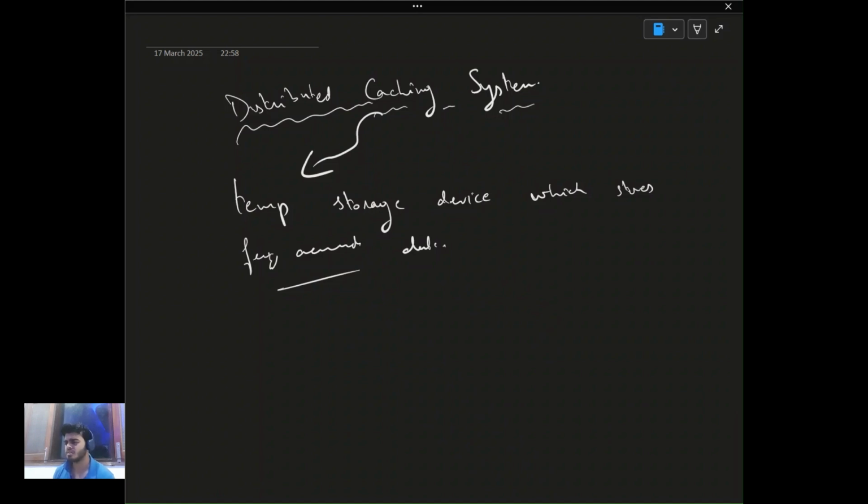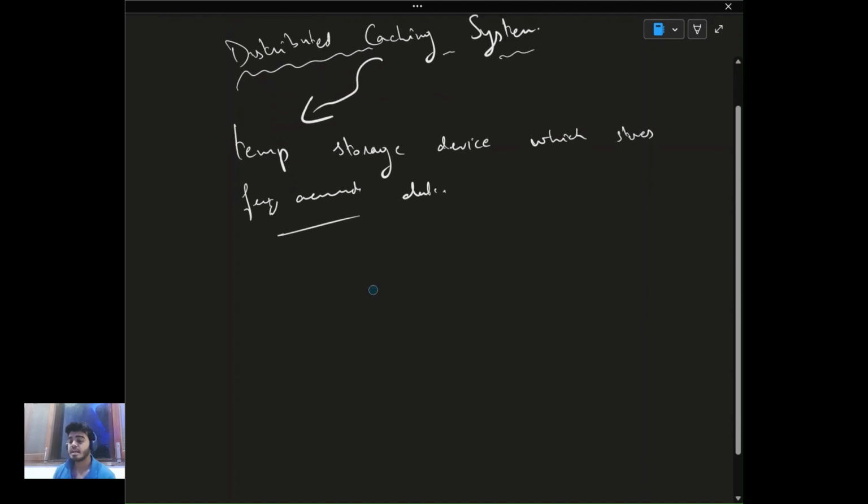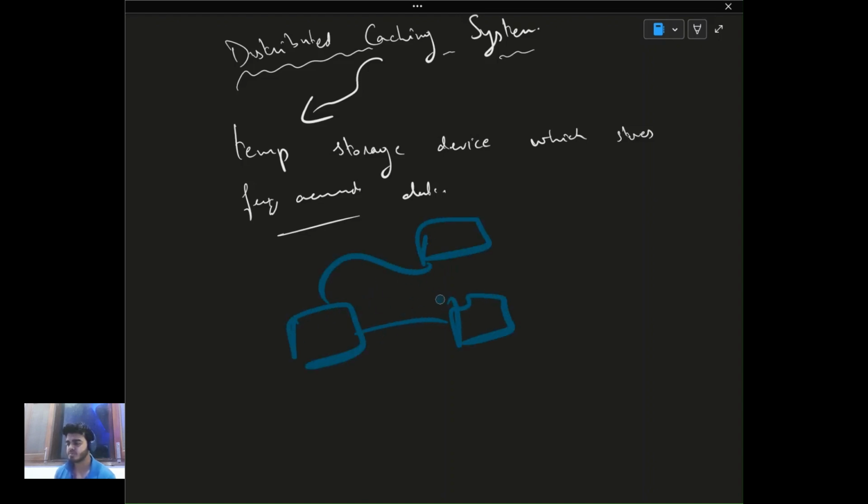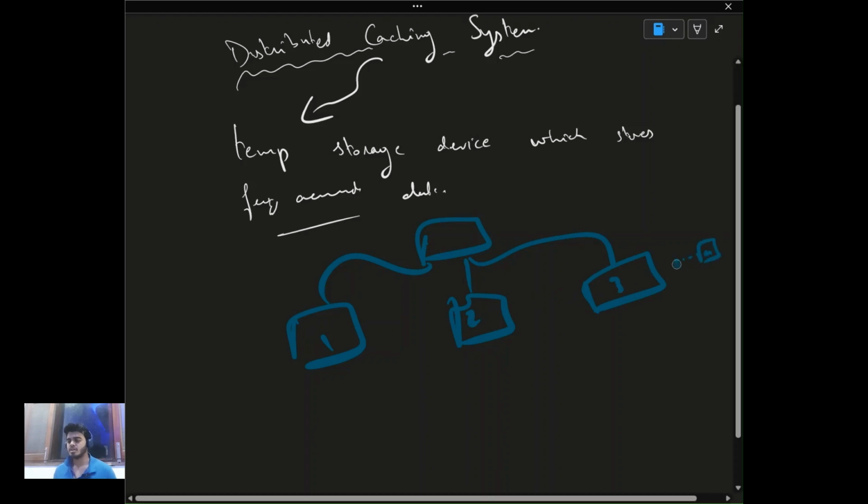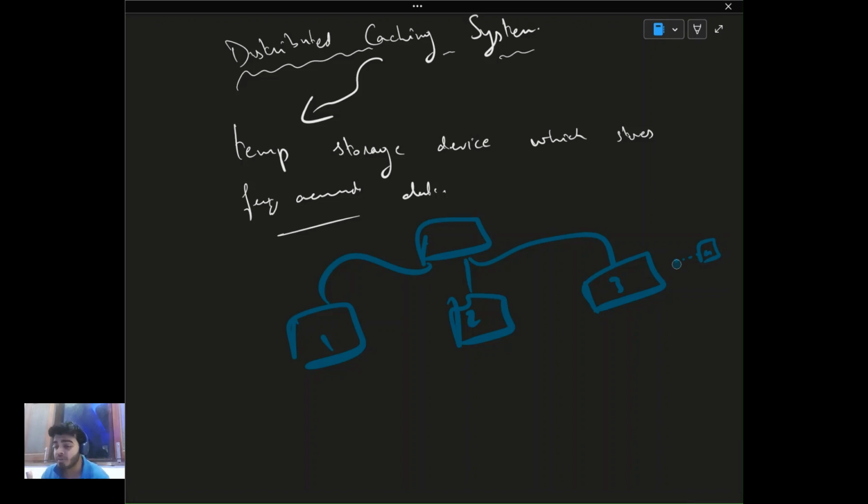Now, what is the term distributed cache? A distributed caching system spreads cache data across multiple nodes. For example, this is a distributed caching system where the data is shared across multiple nodes: node 1, node 2, node 3, and any number of nodes. So there is no single point of failure. It ensures high availability, fault tolerance, and scalability too.